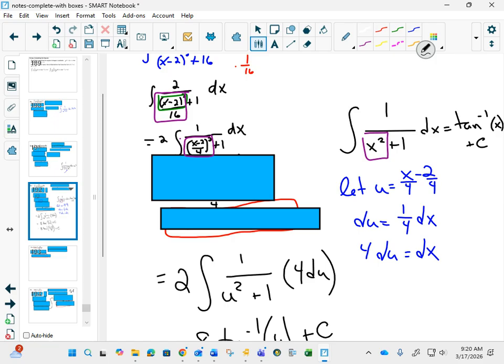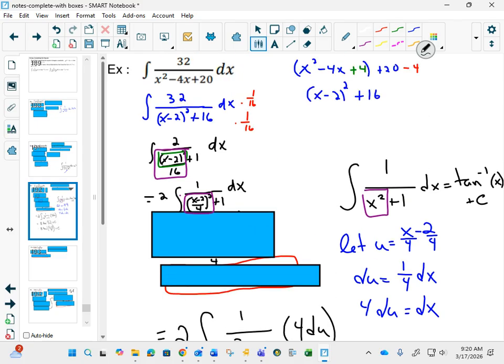Like, the only thing I think that matches up is the tan inverse, which I need a 1 over something squared plus 1. And we had to do a fair bit of manipulation before it was in the right spot that we could do that substitution.